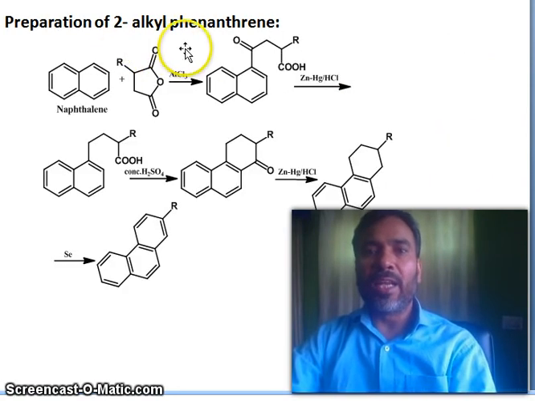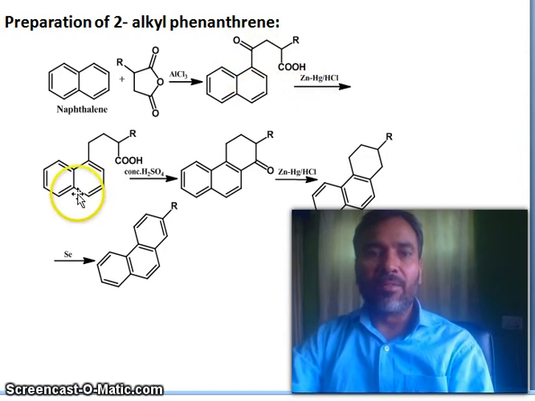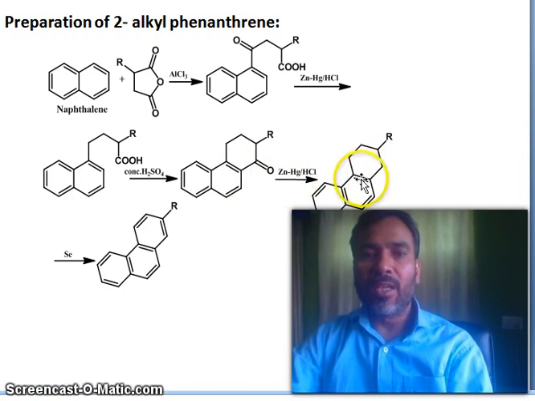Now preparation of 2-alkyl phenanthrene, starting from naphthalene and also succinic anhydride, you will get this product. This product contains a CO group; reaction with zinc amalgam gives this product. This product undergoes cyclization. Here you see this hydrogen forming this CO bond, and again you reduce it in the presence of zinc amalgam. You will get this, and on reaction with selenium, this alkyl substituted phenanthrene.